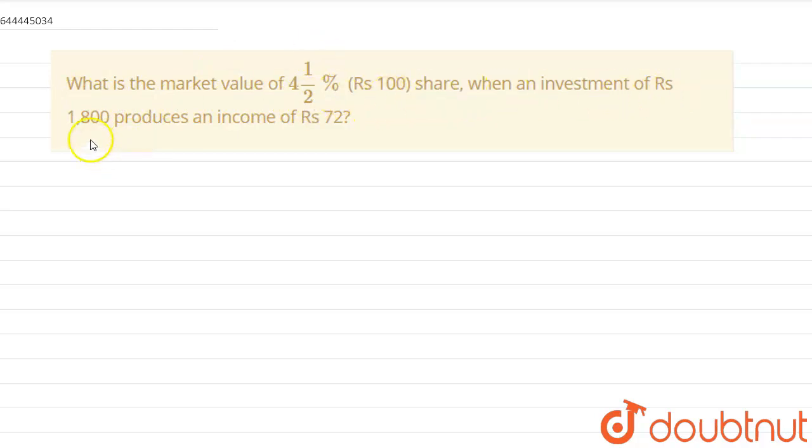Hello guys, today our question is, what is the market value of 4.5% rupees 100 share when an investment of rupees 1800 produces an income of rupees 72? A rupees 100 share means the nominal value of each share is rupees 100.